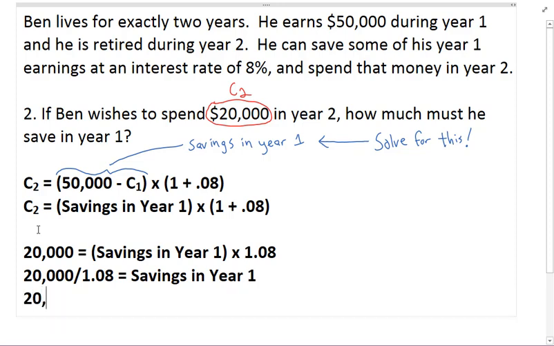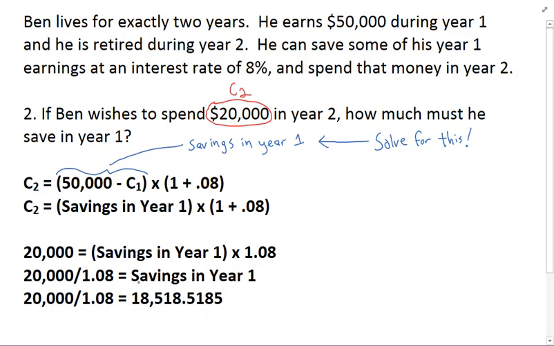So this should make sense. I don't want you to just plug things in mindlessly. He needs to save about $18,518.52. Put that in a savings account. For 1 year, he'll earn 8% interest. The interest will be about $1,500, and he'll have a total of $20,000 to spend in year 2. That's the idea. So it should make sense.